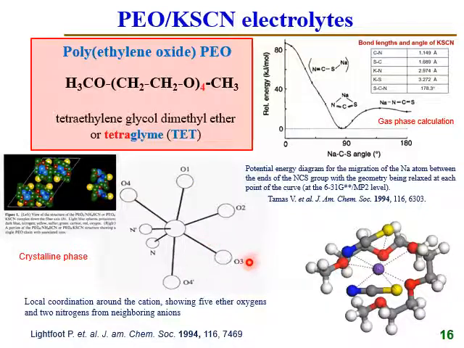Anyway, we wonder if this structure is also true in the case of PEO mixed with KSCN in the amorphous phase, as our polymer electrolyte sample will be in the amorphous phase. So this is our interest.